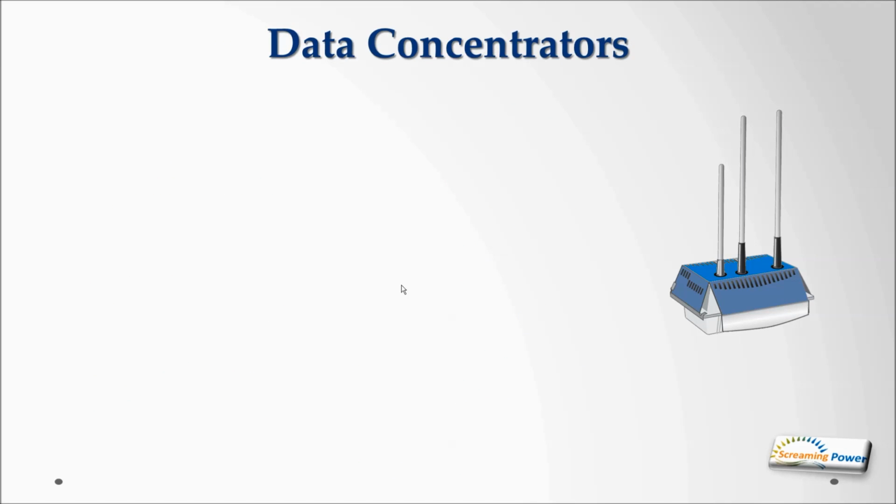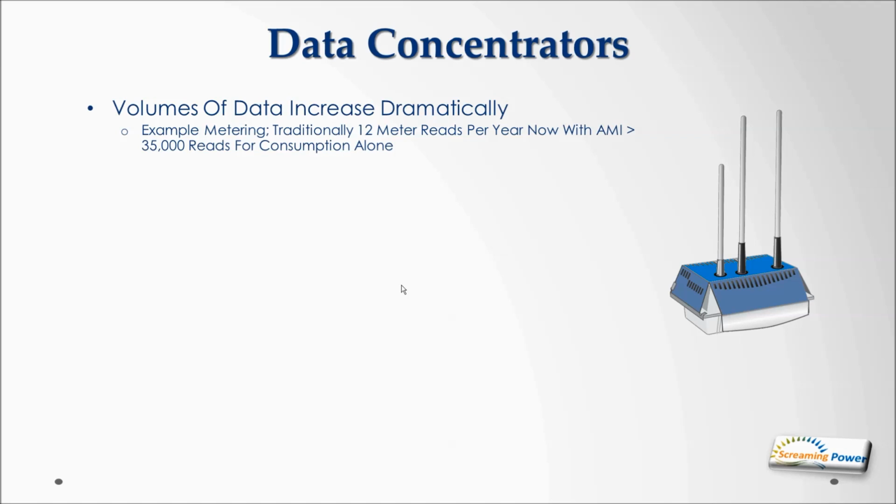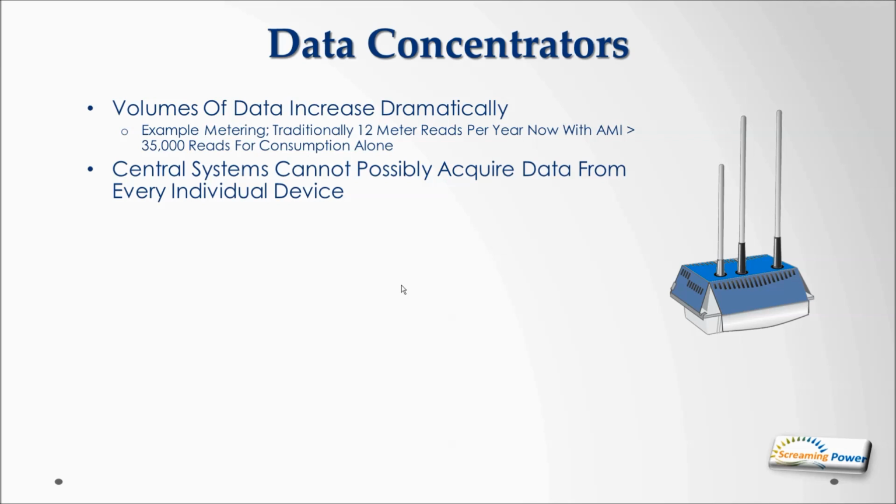If we look at the data concentrators again, not spend a lot of time, but Screaming Power has its own view on data concentrators, and we see them as necessary because the volumes of data increase dramatically. Again, if we look at the metering example, traditionally the utility read 12 meter reads per year per customer, and now with AMI at 15-minute granularity, we've got more than 35,000 reads per customer per year, and that's only on active energy alone. So the central systems cannot possibly cope with acquiring this data from every individual device, and they've got to come through concentrators.